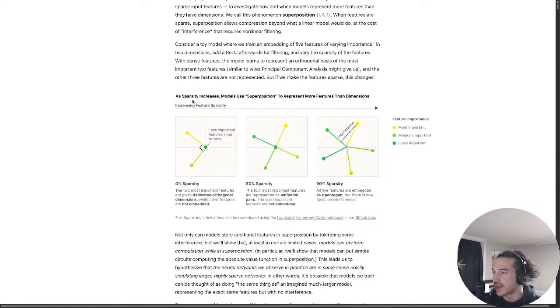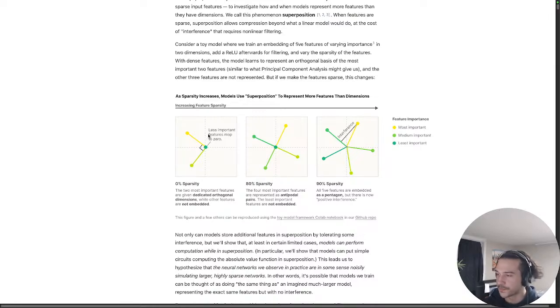So here we see a diagram. As sparsity increases, models use superposition to represent more features than dimensions. And the rightward pointing arrow represents increasing feature sparsity. At 0% sparsity, we see that the 2 most important features are given dedicated orthogonal dimensions, while other features are not embedded. So less important features map to 0, and we see 2 orthogonal lines going off in different directions in different quadrants.